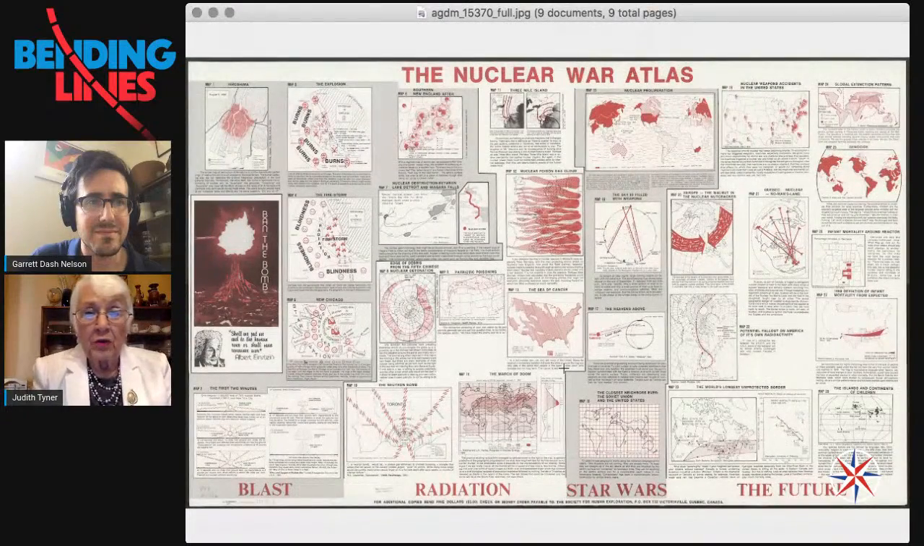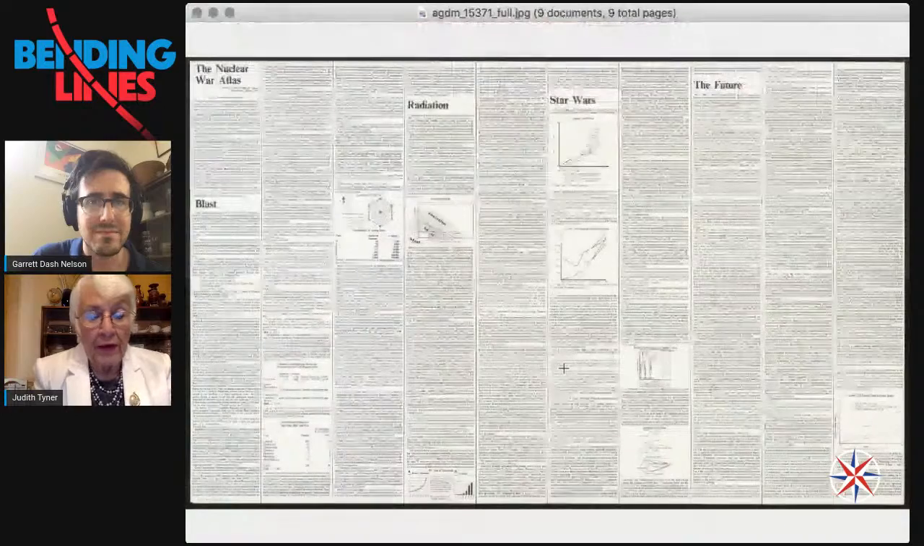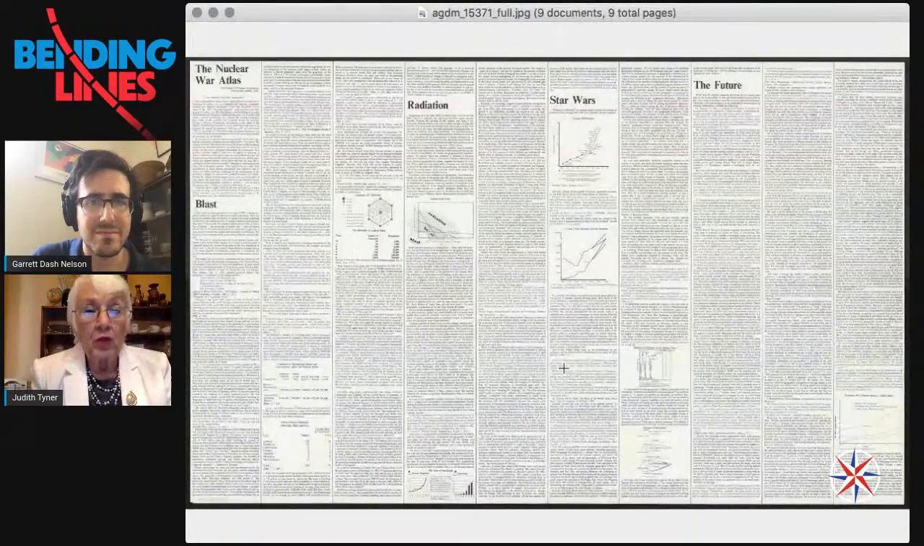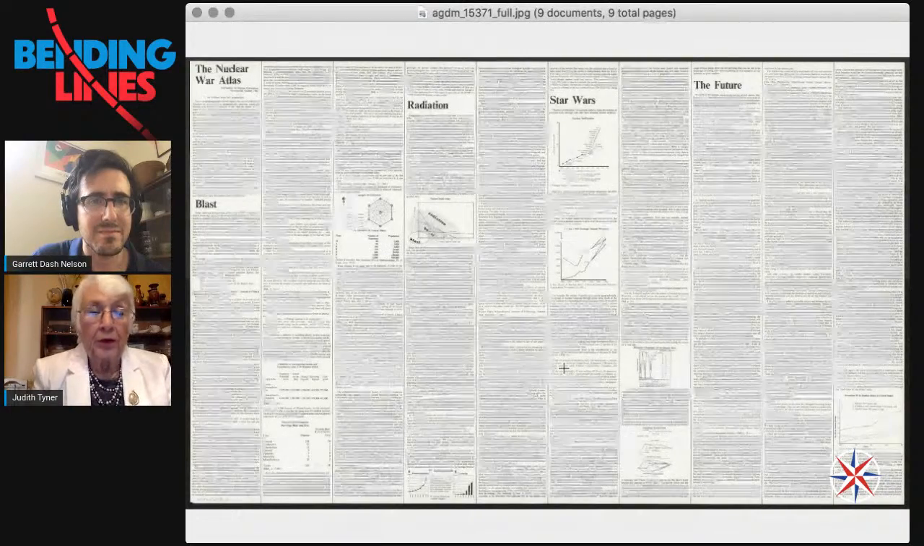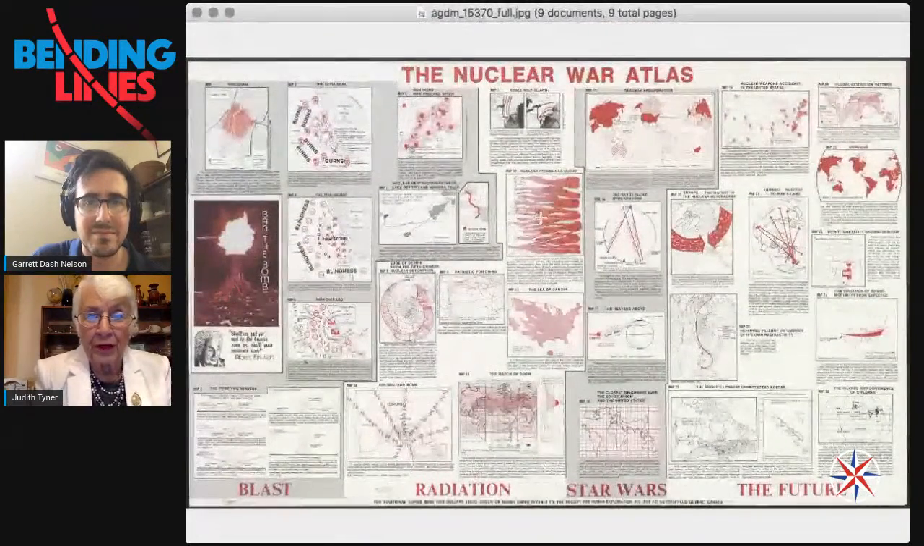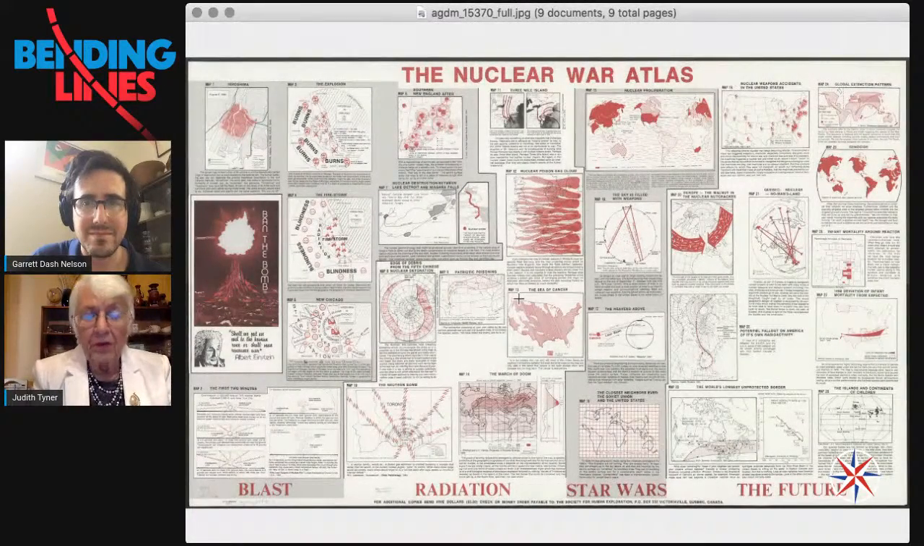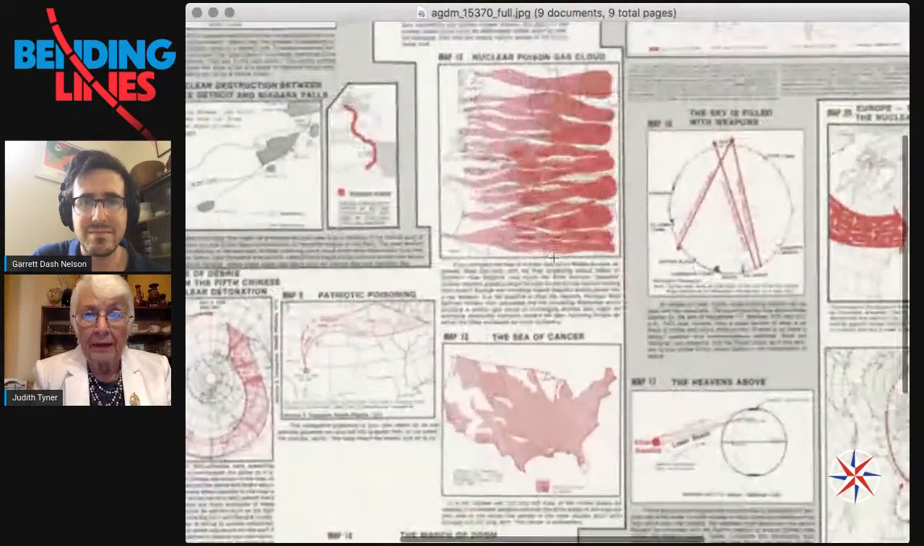And this, the Nuclear War Atlas, was originally published not as a book, but a poster. And it has 28 maps on it in 4 different categories, as we can see from the bottom: blast, radiation, Star Wars, and the future. And the back of the poster had the text. And this was later produced as a book. But the map of the nuclear gas cloud, which is the one that we were featuring here today, I think, is a very good example of a persuasive map.